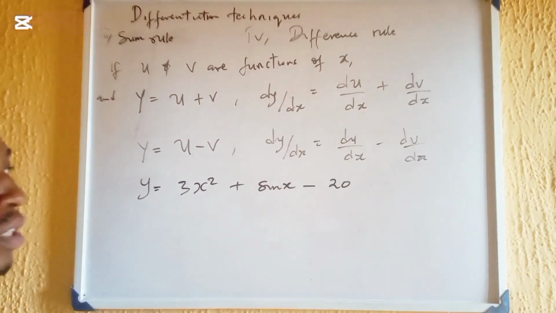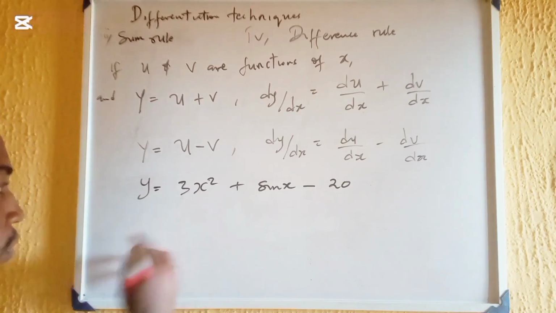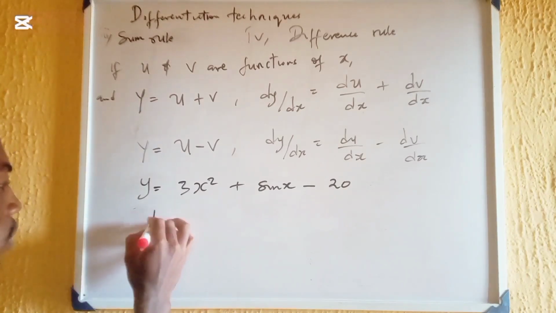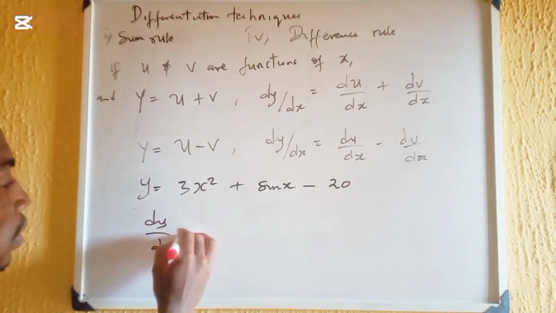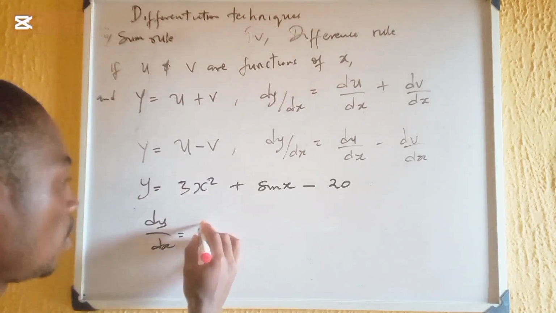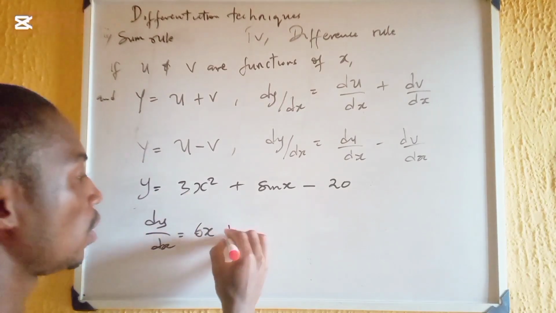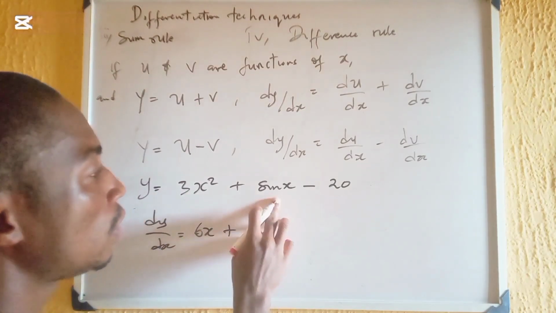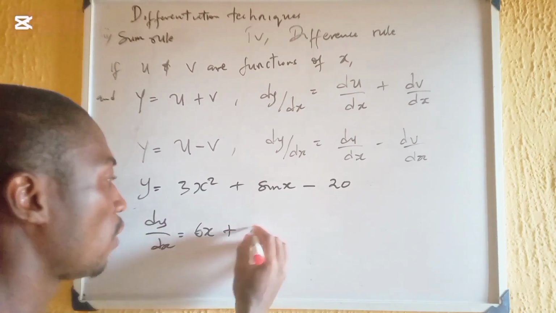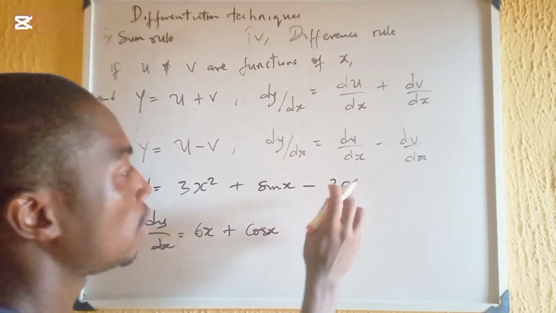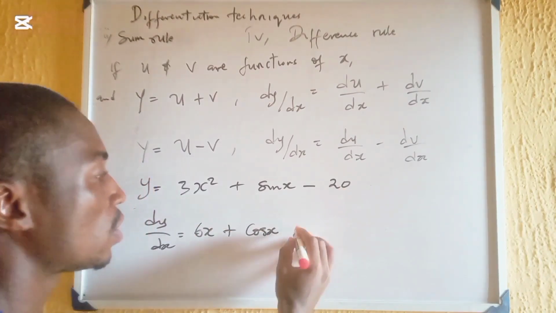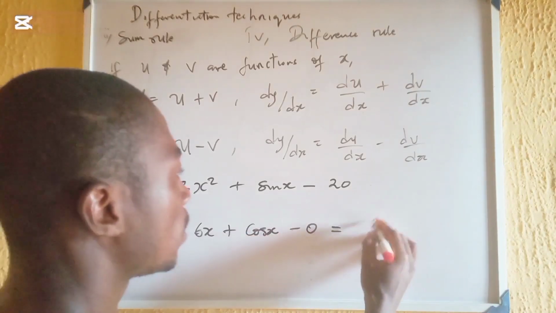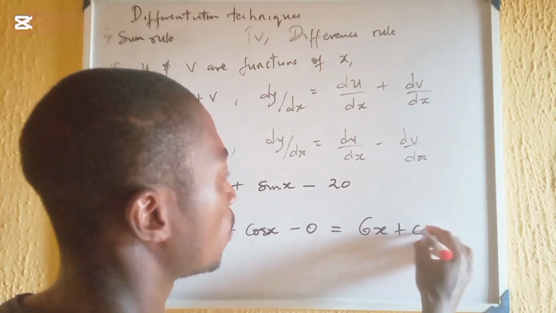Simply differentiate each of the functions of x individually and take the sum of the derivatives. So dy/dx is equal to 2 times 3, 6x. And here we have a sum, that's plus. Then sin x, when you differentiate sin x, you have what? Cos x. Then differentiate a constant, you have 0. So our answer becomes 6x plus what?